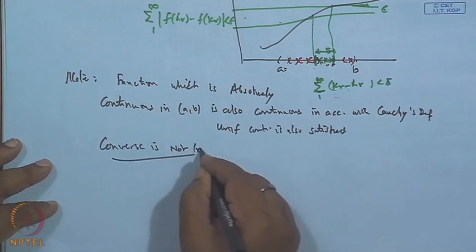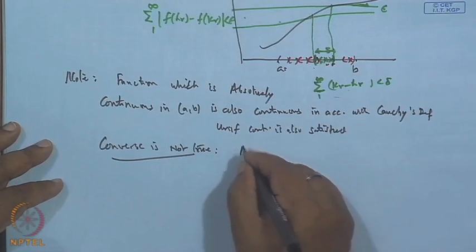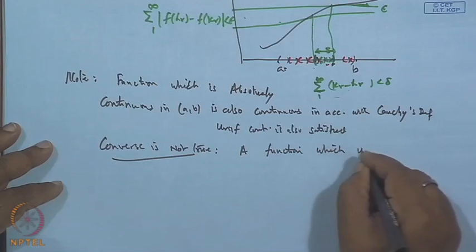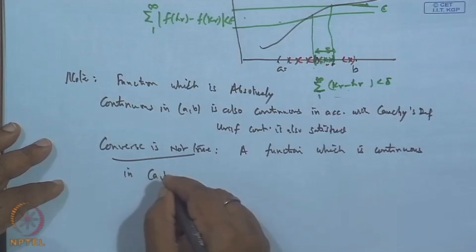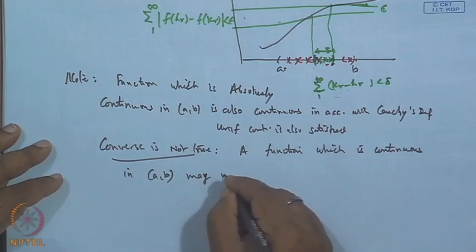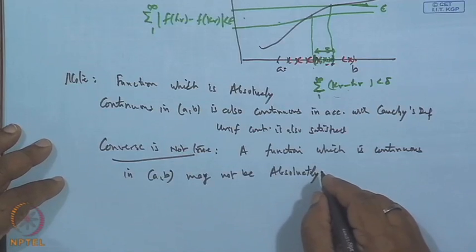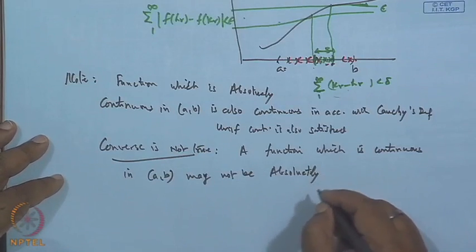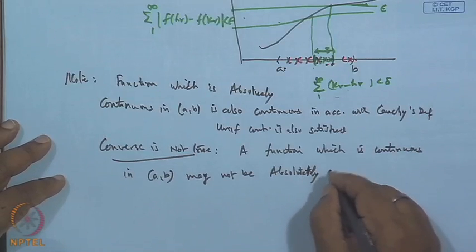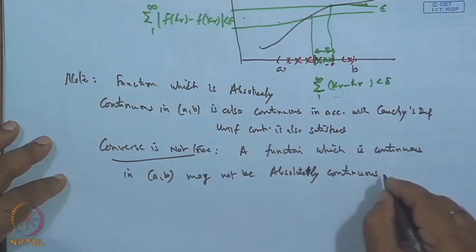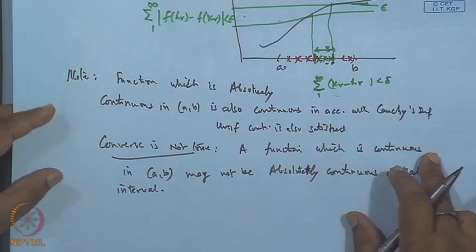That is, a function which is continuous in the interval a b may not be absolutely continuous in that interval. A function which is continuous may not be absolutely continuous.